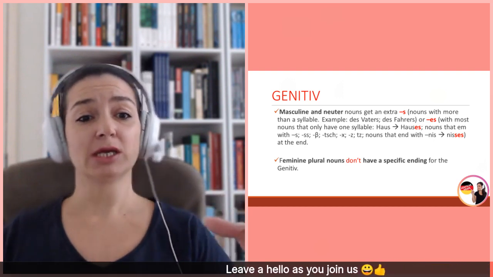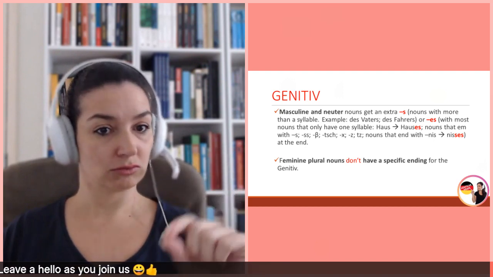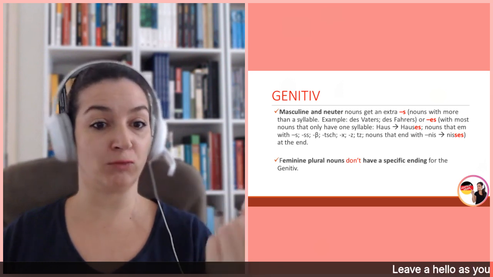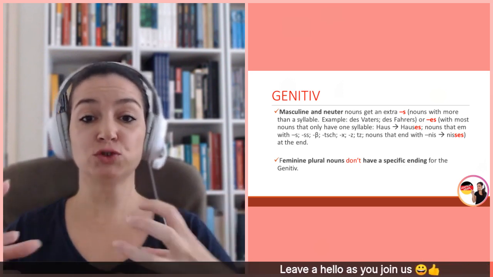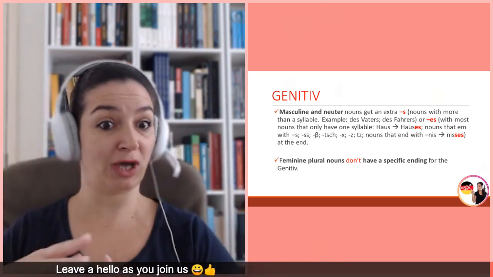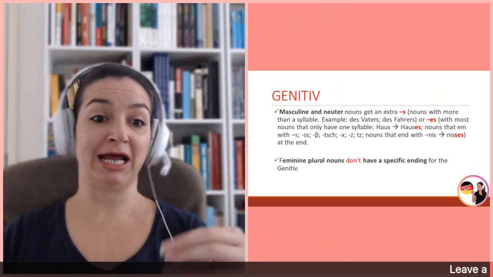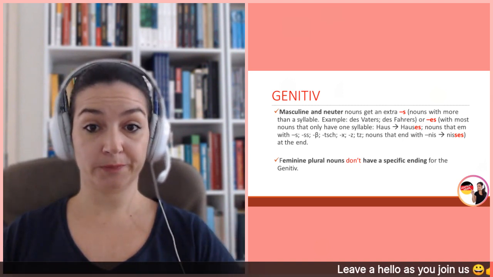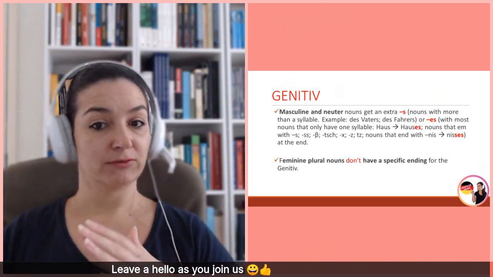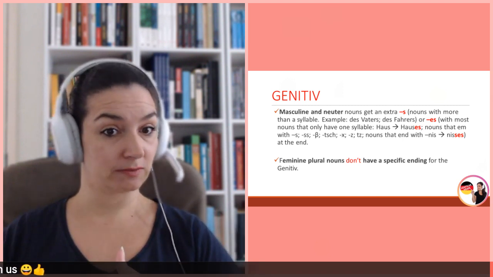Some words have just one syllable, like Haus or Haar, okay? So they're small, they only have one syllable. And some words have two or more syllables, like Vater. Vater, you have two syllables here. In those words that are a little bit bigger, you just add an extra s. Vater, Vaters. Fahrer, Fahrers.